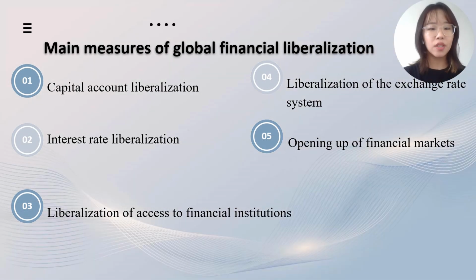And then we talk about main measures of global financial liberalization. We can summarize as follows: capital account liberalization, interest rate liberalization, liberalization of access to financial institutions, liberalization of the interest rate system, opening up of financial markets.